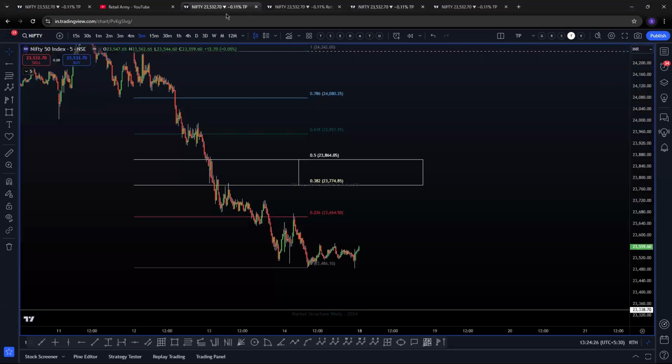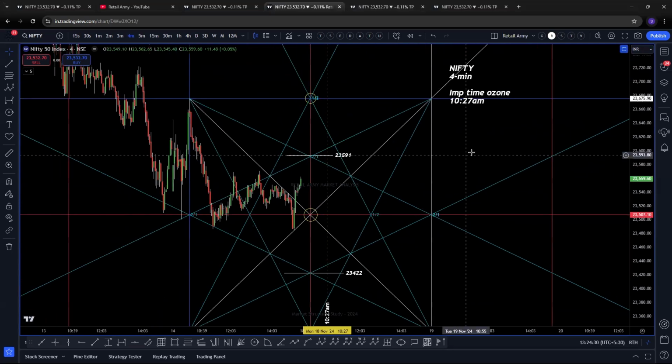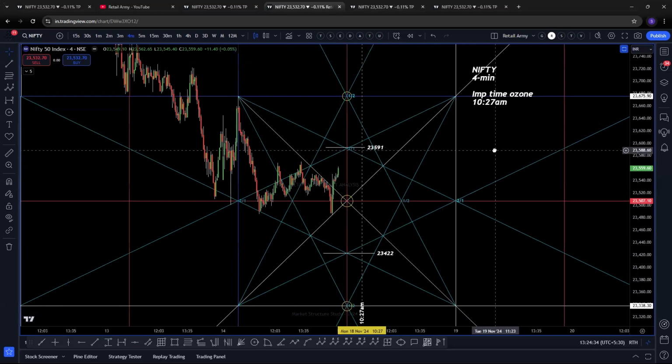Now let's look at the intraday levels. I'll update the intraday levels in the Tamil channel as well, and also in the Hindi channel, so you can have a look there also.